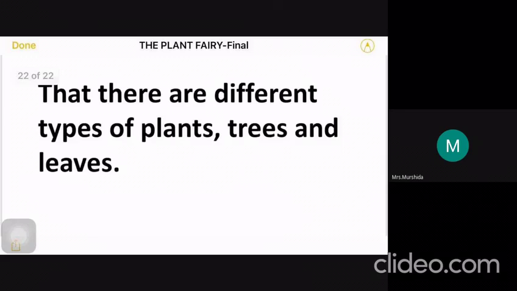Now, in our next session of EVS, we will discuss more about different types of plants, different types of leaves, and a lot more. Okay?